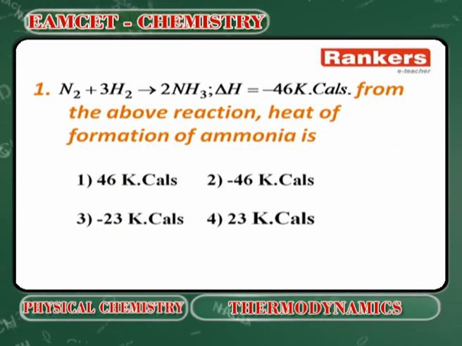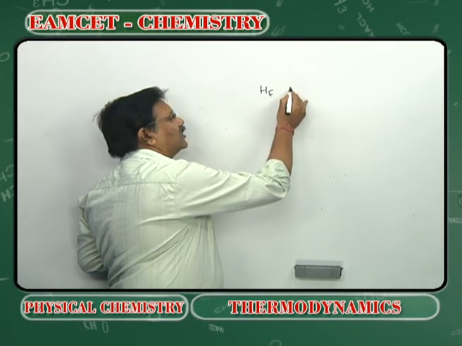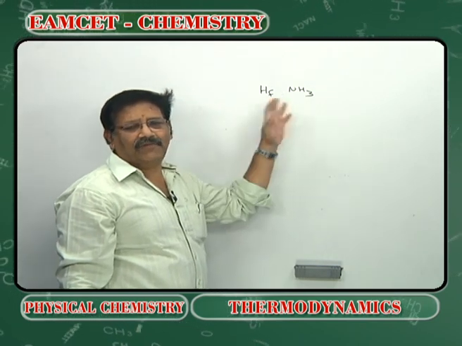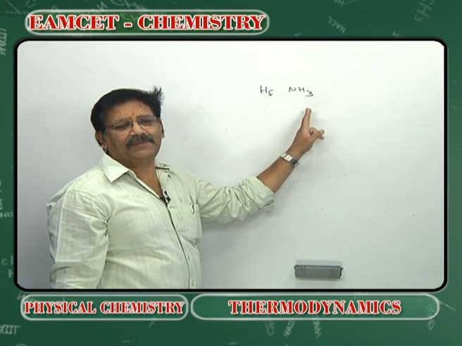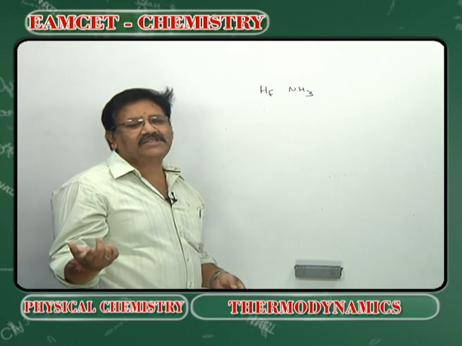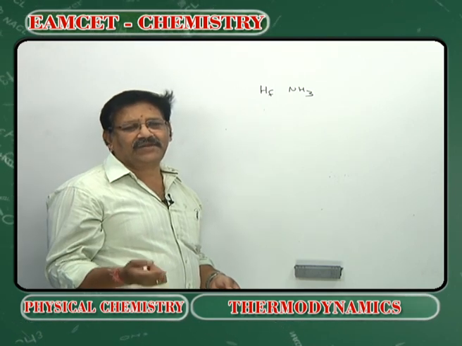Now what is given here? N2 plus 3H2 gives us 2NH3. Delta H is equal to minus 46 kilocalories. And what is the question? Heat of formation of ammonia. So how do you define heat of formation of ammonia? Heat of formation of ammonia means the amount of heat absorbed or evolved, or simply enthalpy change during the formation of 1 mole of ammonia from its elements. That is, what are the constituent elements?